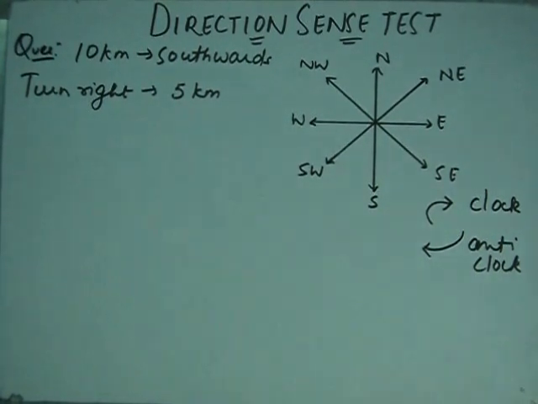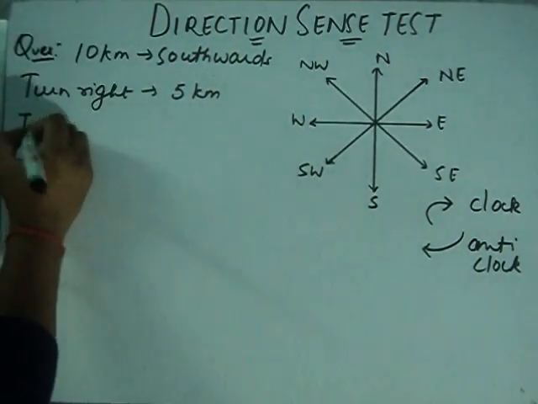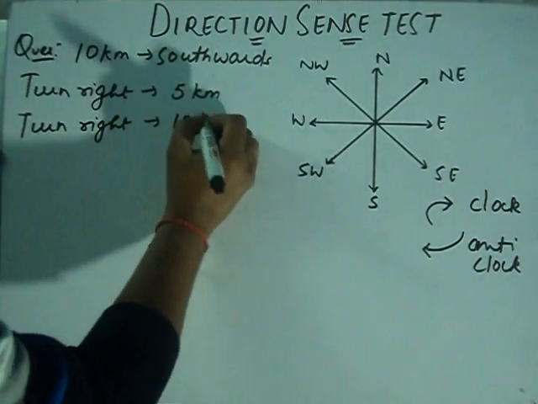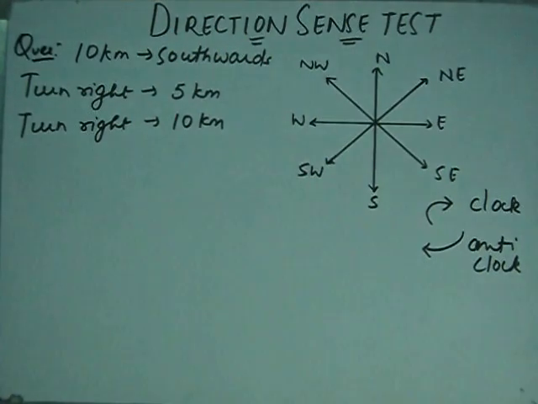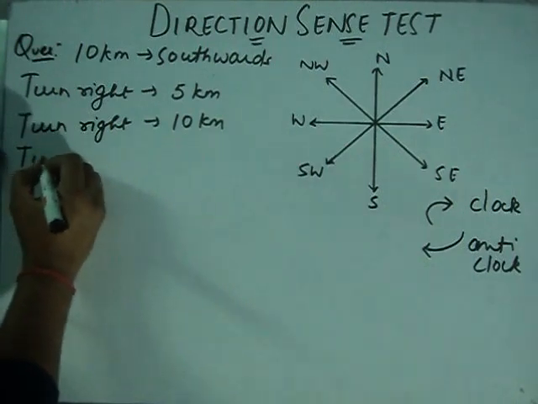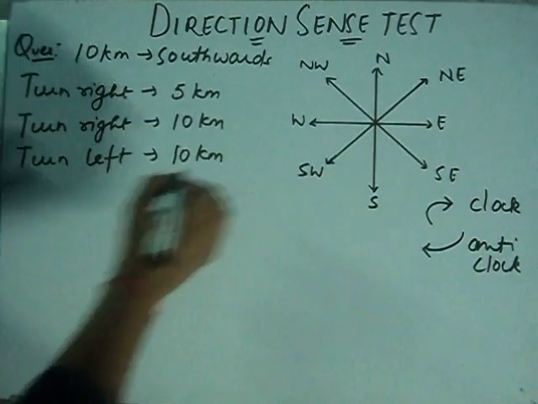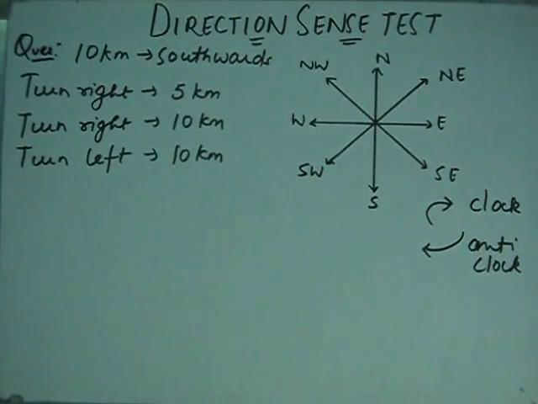And after that, he takes another right turn and cycles 10 kilometers. After that he turns left and cycles 10 kilometers. I have to find how many kilometers he will have to cycle to reach his home straight.